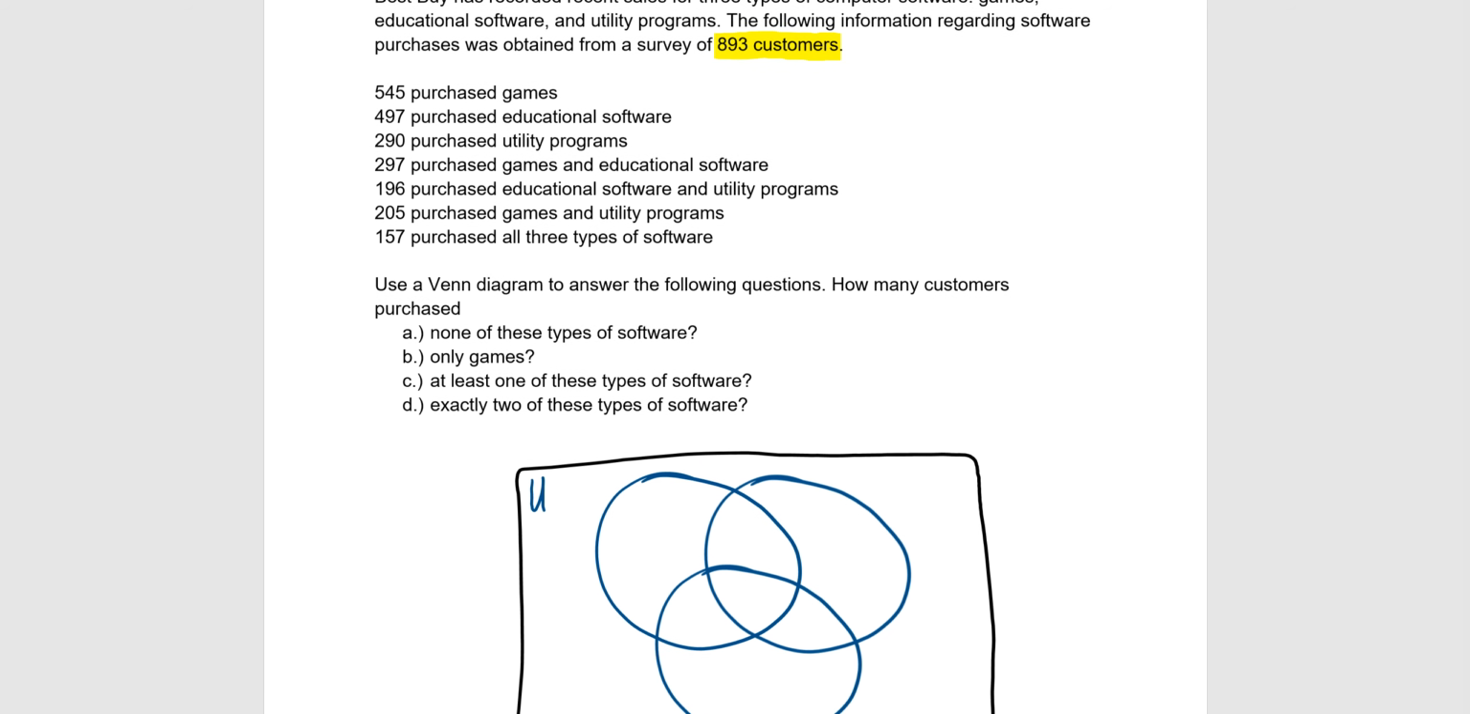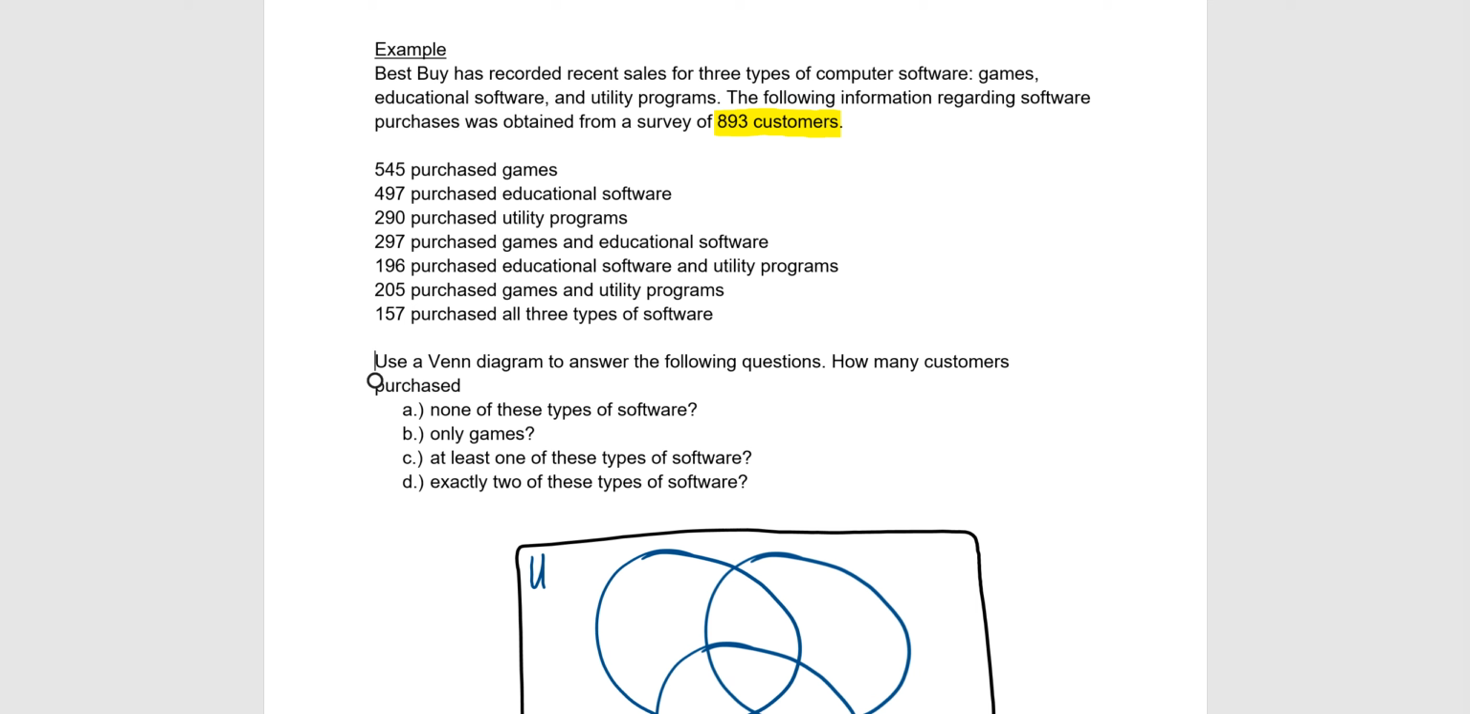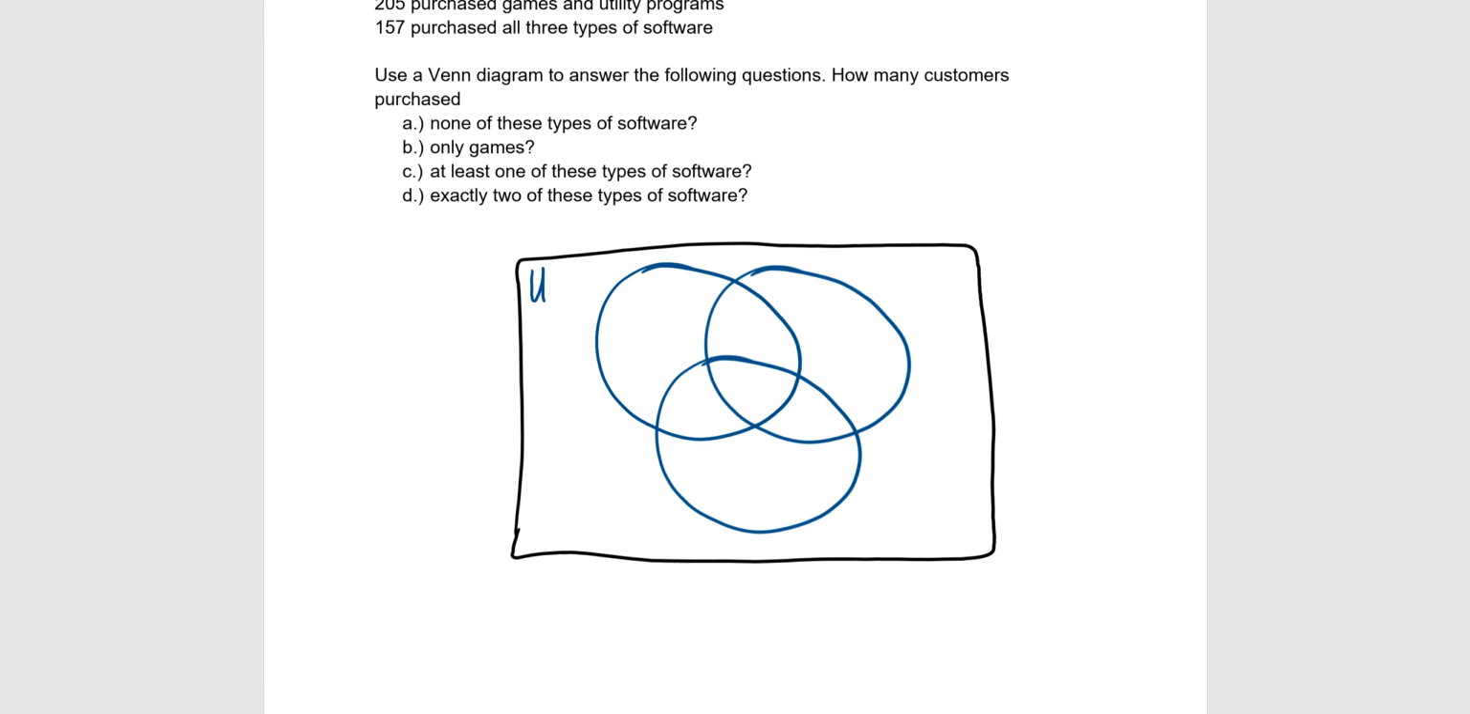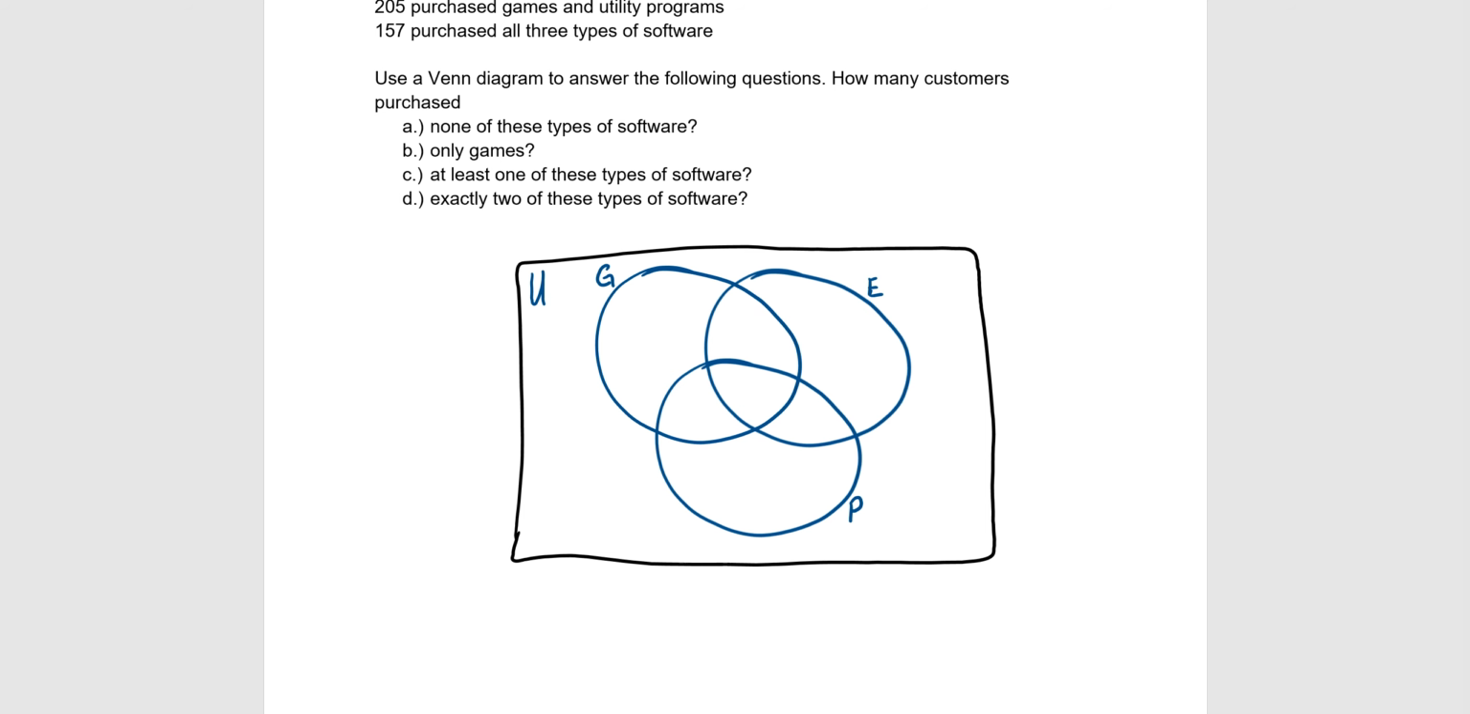And let's go ahead and label these sets. Let's say that games is going to be set G. Educational software will be set E. And then utility programs, I'm just going to call set P for programs, just so we don't get it confused with the universal set, set U. Okay, so let's go ahead and label these. And it does not matter at all where you place them. I just put games on the left, educational software on the right, and then the utility programs down below.